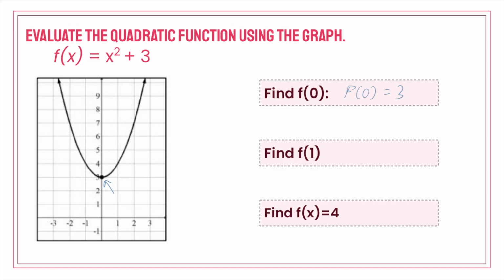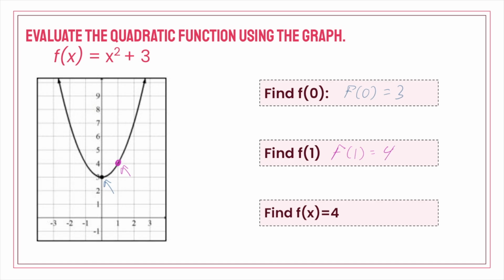So again, 1 is inside our parentheses, so that's indicating to me that it is the input. So we've got to determine where f is for our graph for 1. So our x value of 1 is right here. So that's going to indicate that we are at 4. So when we write that, that's going to be f of 1 is equal to 4.